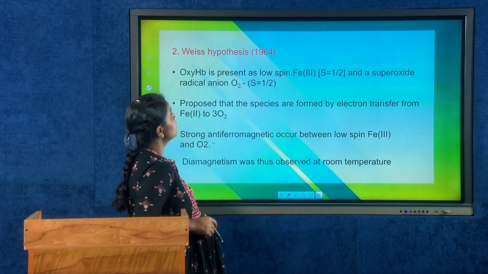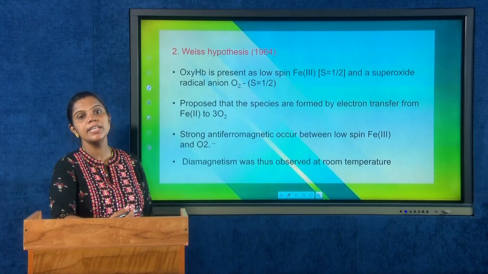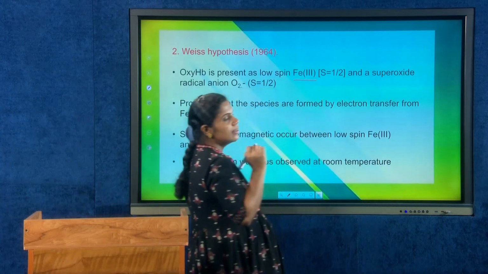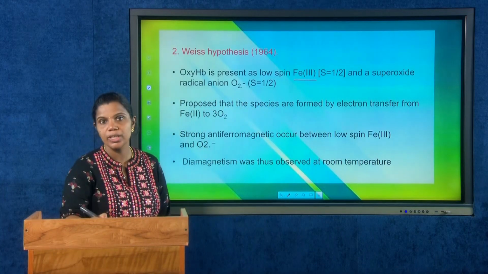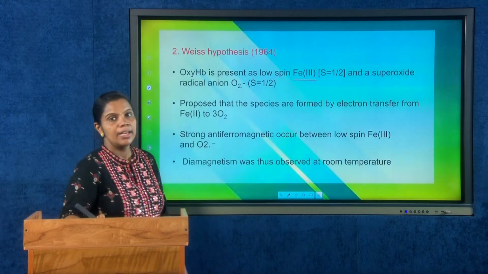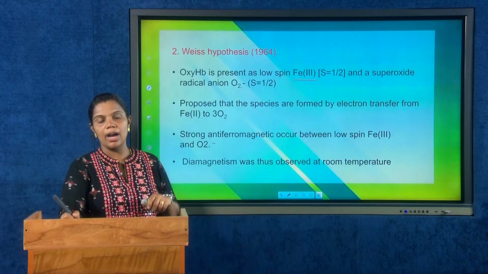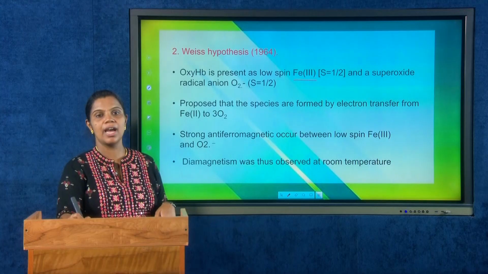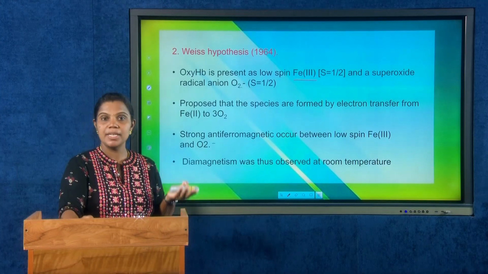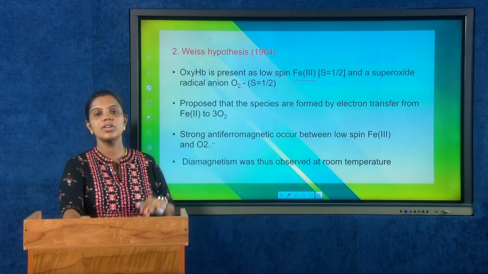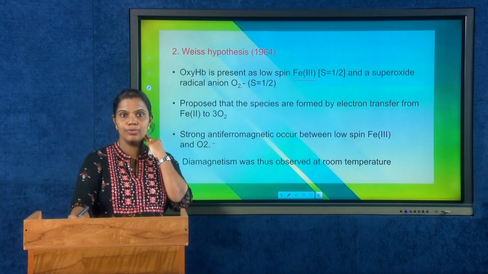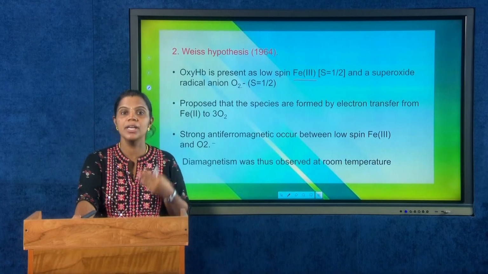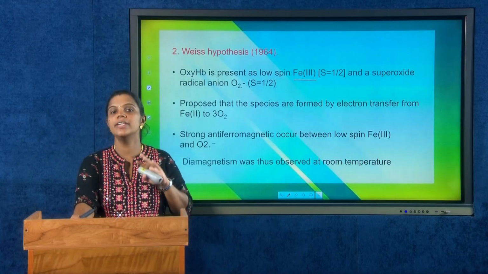Now, let us see what is the Weiss hypothesis. Oxyhemoglobin is present in the low spin Fe3+ state, which has a spin of half, and the superoxide radical anion, that is O2-, also has a spin of half. So, the iron exists in the +3 oxidation state, low spin state, and oxygen as the superoxide radical form. These species are formed by electron transfer from Fe2+ to the oxygen.